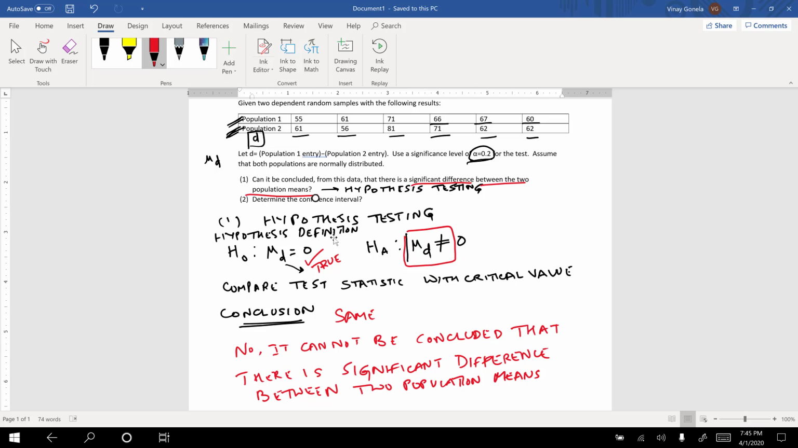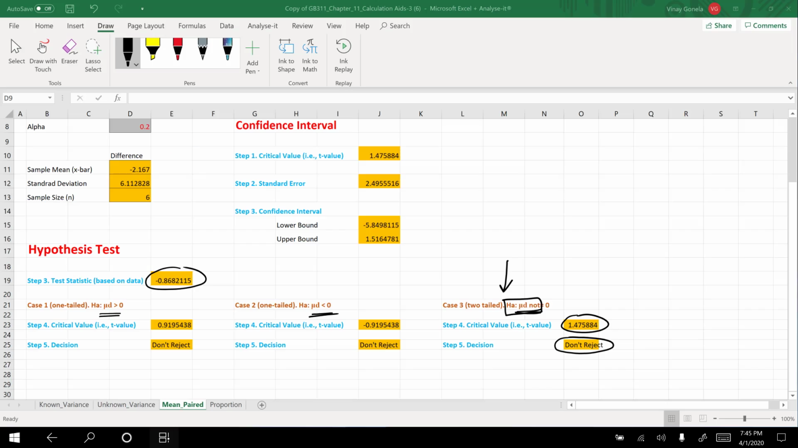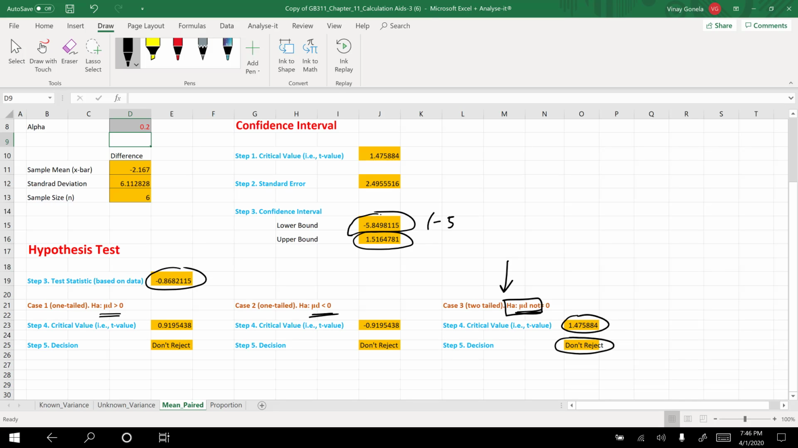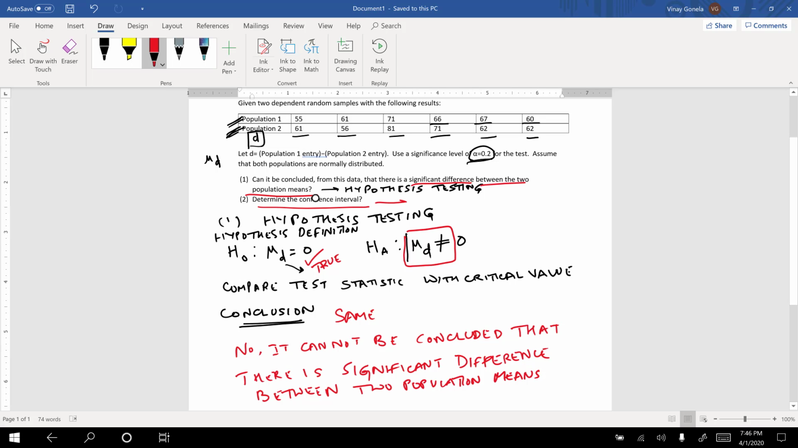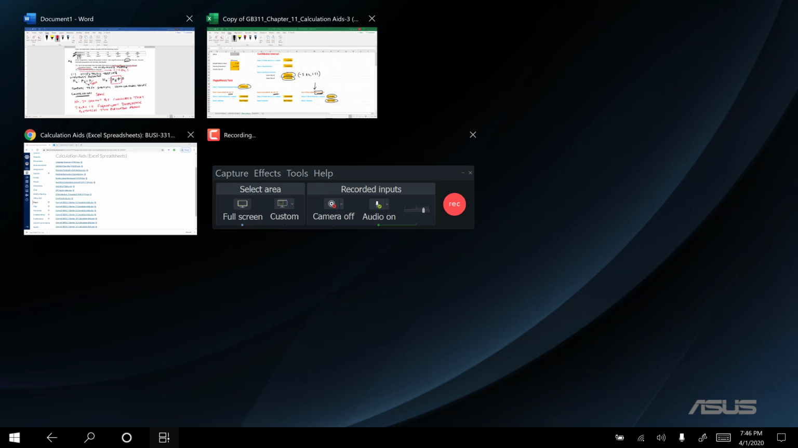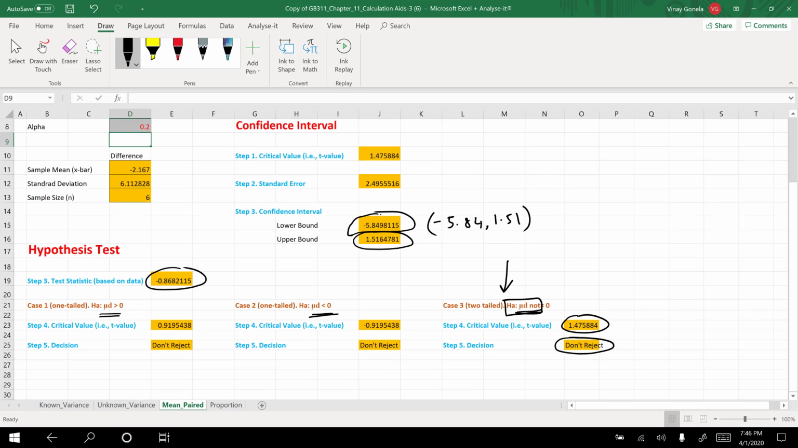And then the second part of this question is determine the confidence interval. So if you go to our sheet, the confidence interval is: lower bound is negative 5.84 and the upper bound is 1.51. So the confidence interval would be negative 5.84 comma 1.51. So this answer would be negative 5.84 and 1.51.